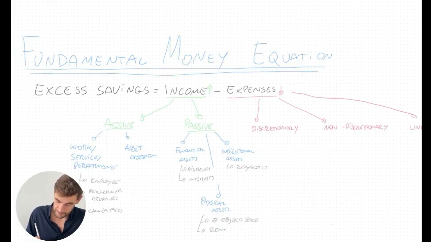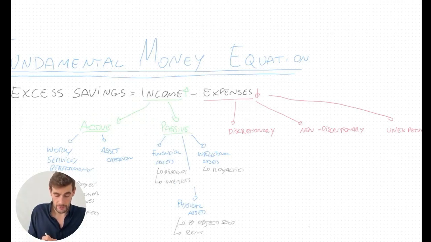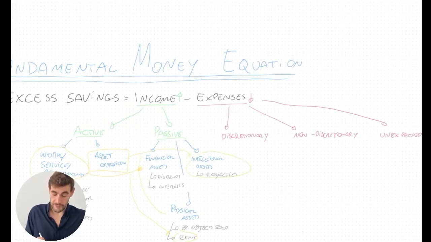One cool thing is that when you employ your time in work, performance, or service, you increase your actual income so that it flows towards your financial assets. So you can invest in your financial assets, or, for example, in physical assets that then give rent. And if you spend time on your asset creation side, you can develop intellectual assets that pay you royalties, or physical assets that pay you in terms of objects sold.